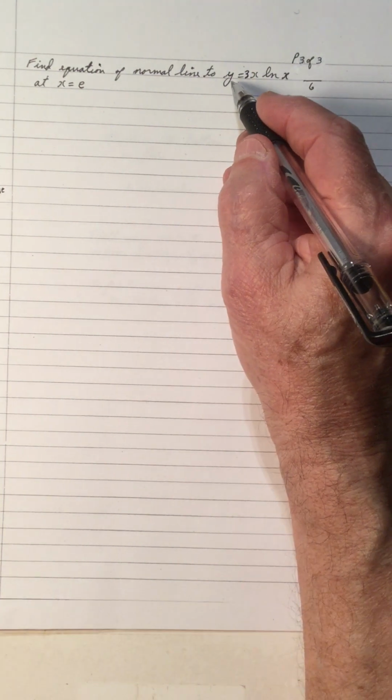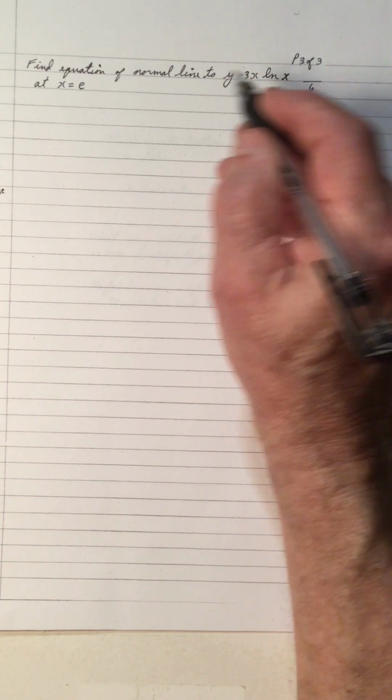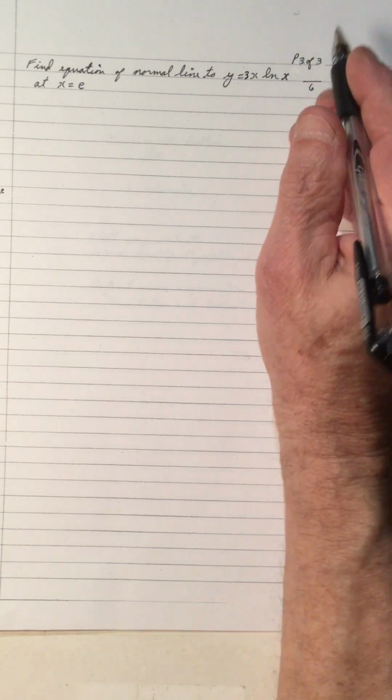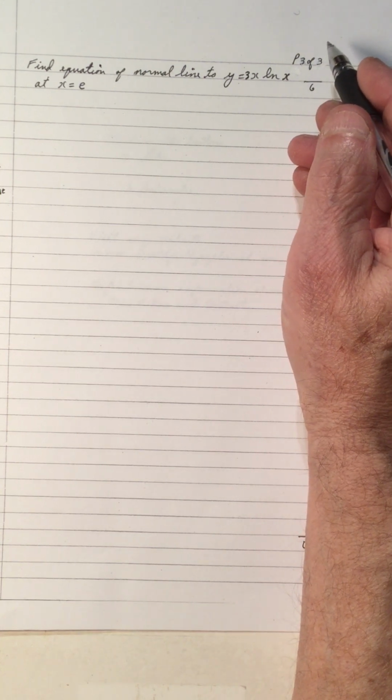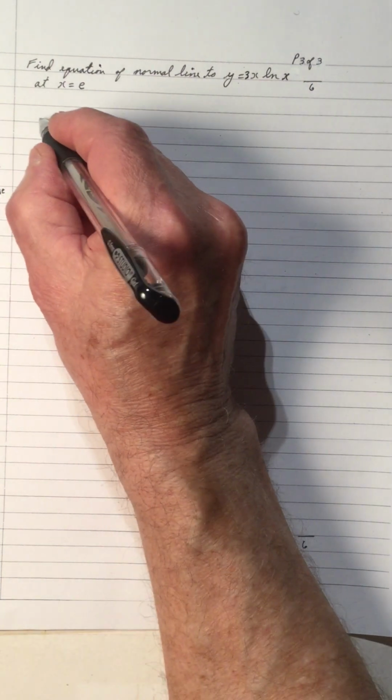And we have another question to do. Find the equation of the normal line to y equals 3x ln x at x equals e. So, to get the equation of a normal line, we need the slope of the tangent, and we need the point. So let's find the point.